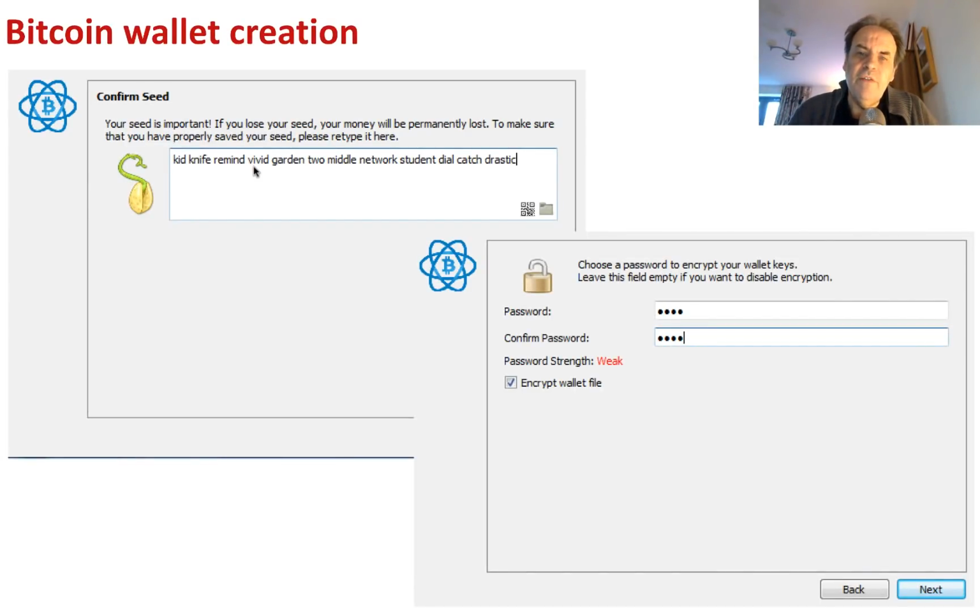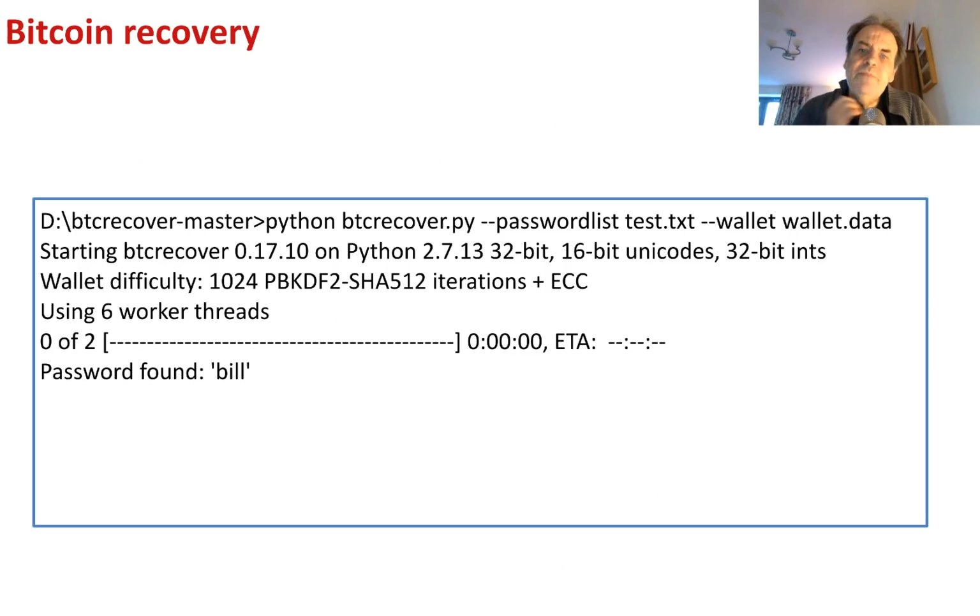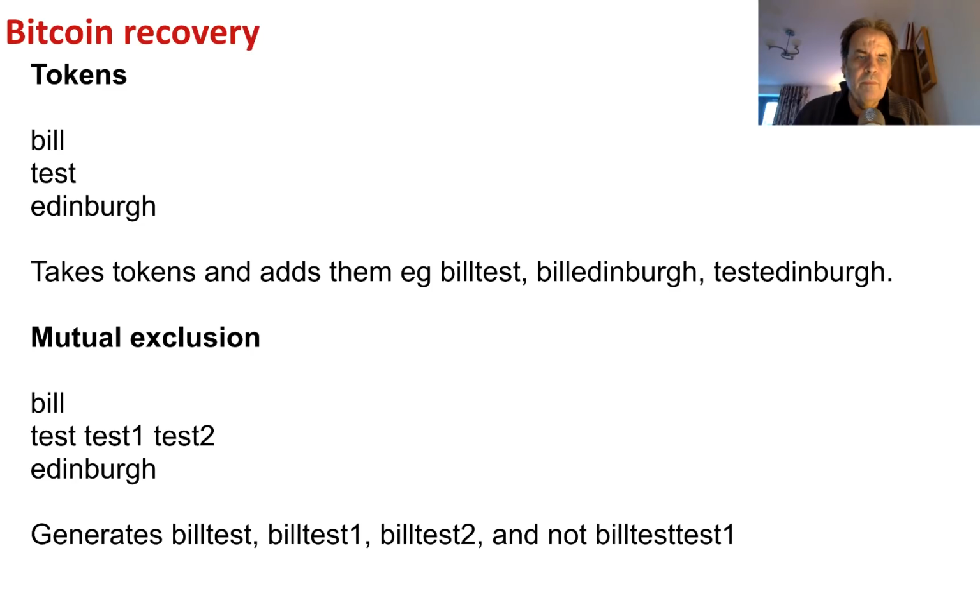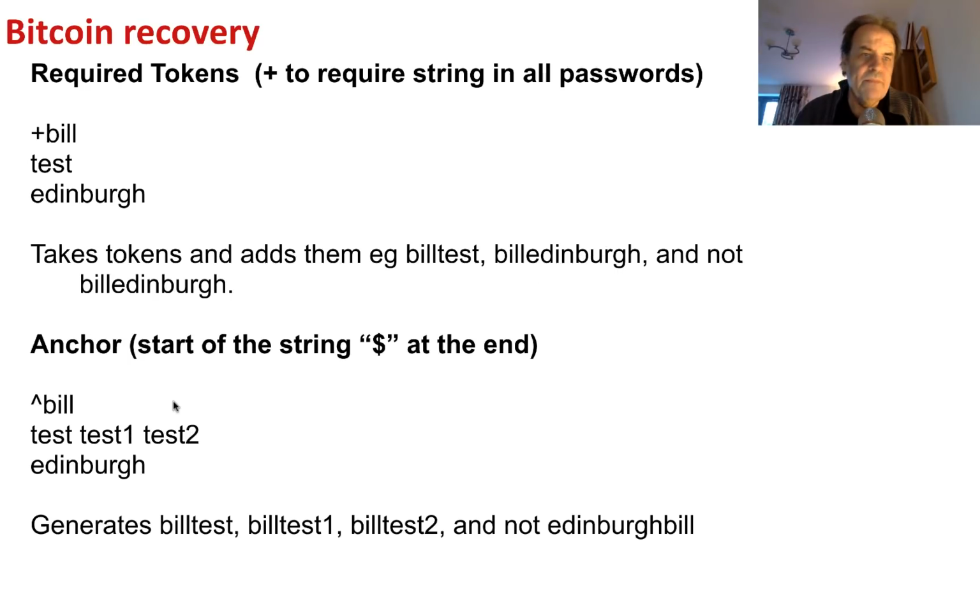So the weakness definitely of wallets is this password. So there's what we did there. We took our wallet data, we took a password list, and then it was able to find it fairly quickly. Inside this program we can do things like having tokens. With the tokens we can take a list of well-known passwords that we've possibly used, and the tokens will then build them up into strings. We can also do mutual exclusion, so for each line we can define which ones should not be used together. So in this case we can build test 1, and so on.